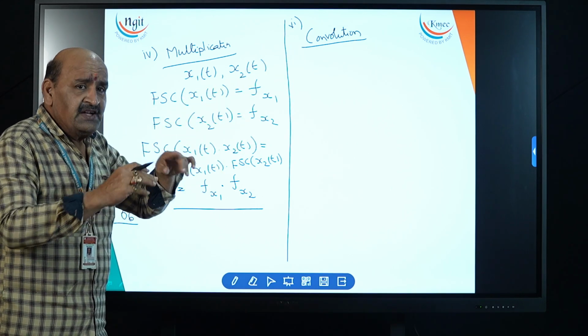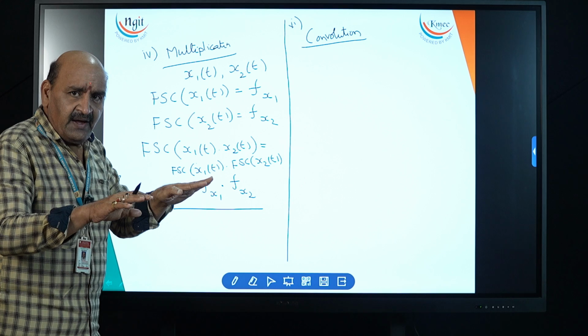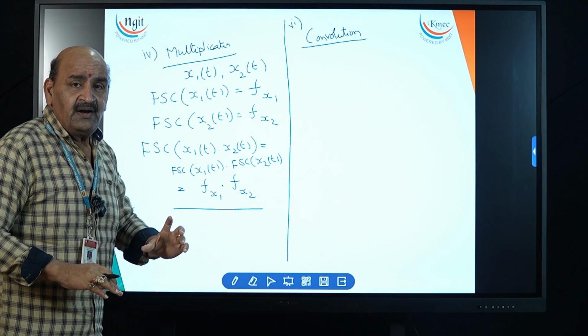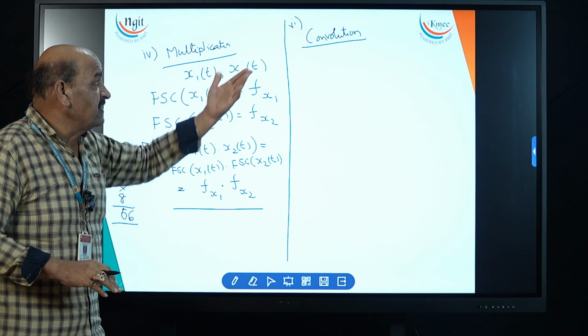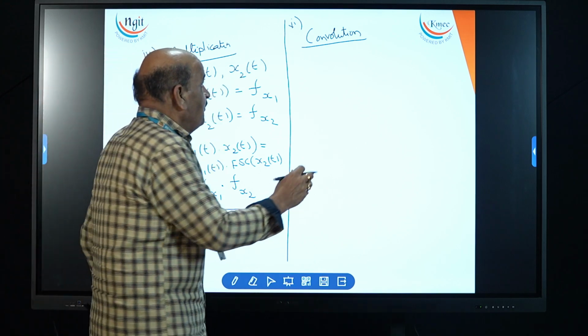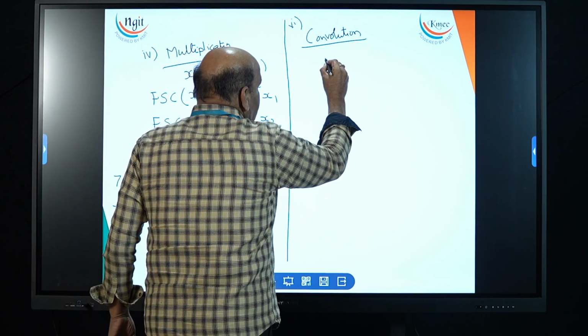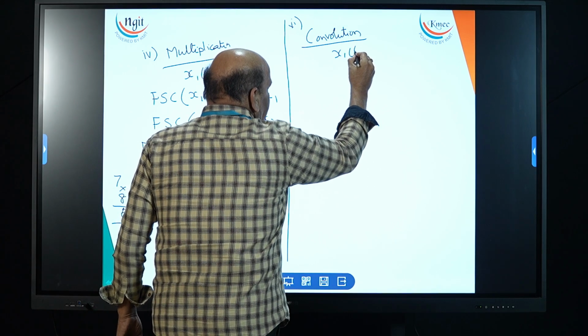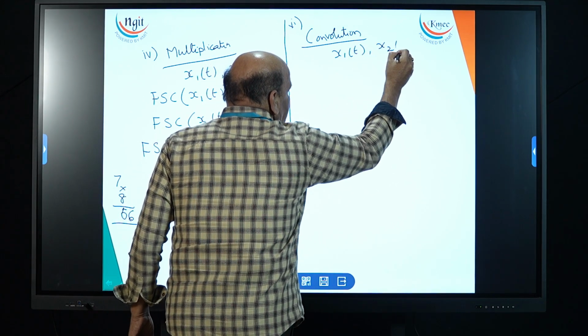The possibility is a difficult one, okay, but is it easy? These three are called complexities. Complexity means what? Convolution. Make it a point. Now, here we need minimum two signals. Let x1 of t be a signal, and x2 of t another signal.